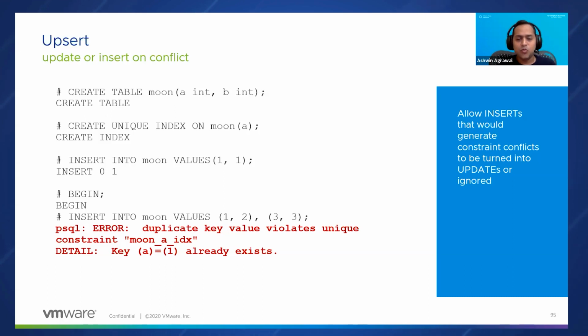So even if one value violates the constraint, the whole transaction gets aborted. And even the values which we wanted to insert, like 3, 3, error out. And the bigger impact is that the whole transaction is rolled back. So suppose this was part of a much, much bigger transaction, the whole transaction gets lost. As a user, it would be helpful if we could not error out the transaction, but have some other capabilities. And that is what this upsert feature allows you.